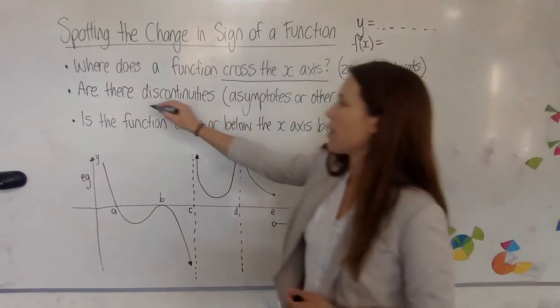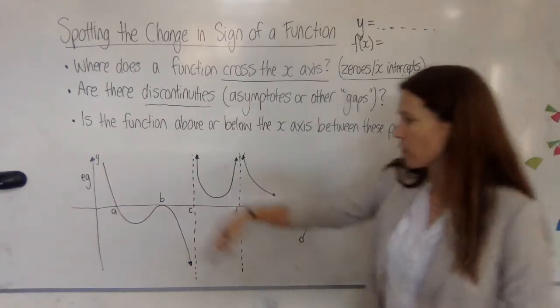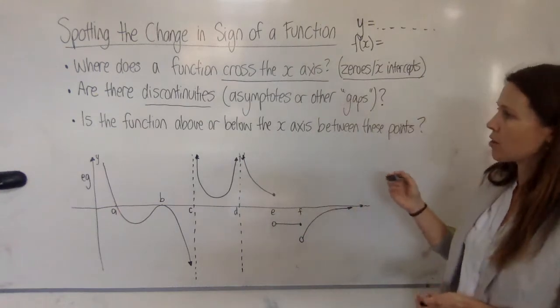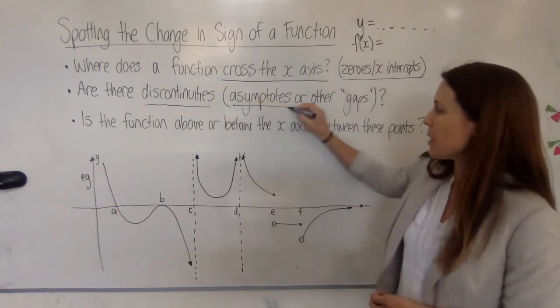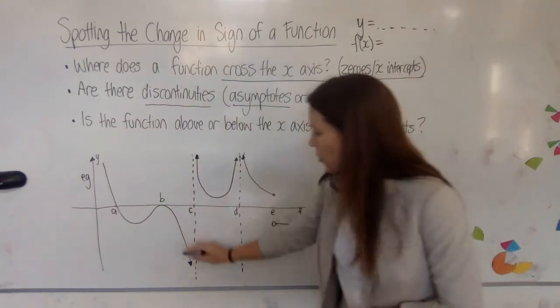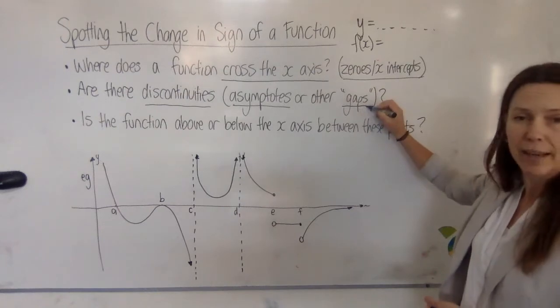Also, we need to consider whether there's any discontinuities in the graph. Now that's any place that when you're drawing it, you'd have to lift your pen. And there's two reasons you might have a discontinuity. One is there might be an asymptote. For example, there are two vertical asymptotes here, and that's a spot where the graph is not continuous. But it may be that there's some other gap in the graph.